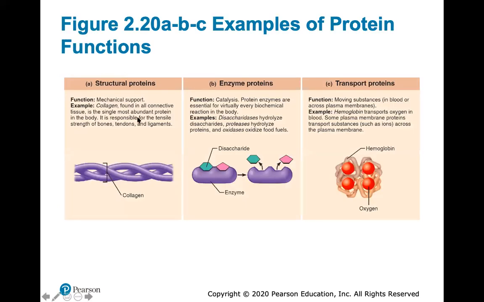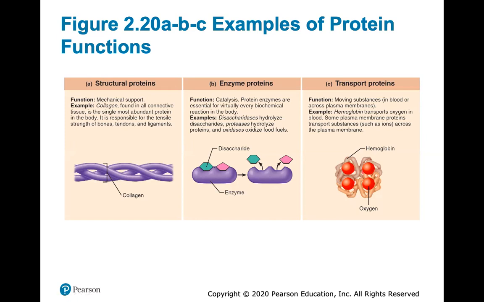So structural proteins help in mechanical support. An example of a structural protein is collagen, which is the single most abundant protein in the body. Collagen is important to give strength to your bones, tendons, and ligaments. You can have enzyme proteins, which are just catalysts. So they're essential for virtually every biochemical reaction in the body. And then you have transport proteins, which are important for moving substances. So this is showing hemoglobin, which helps to transport oxygen.